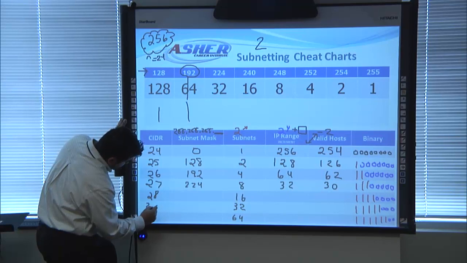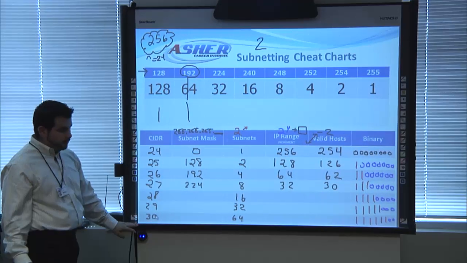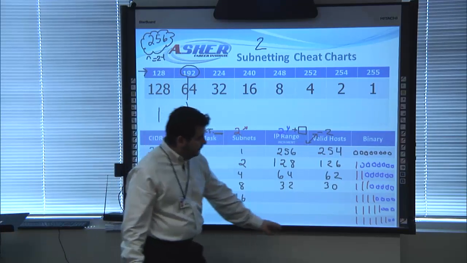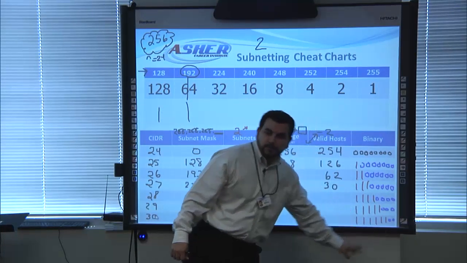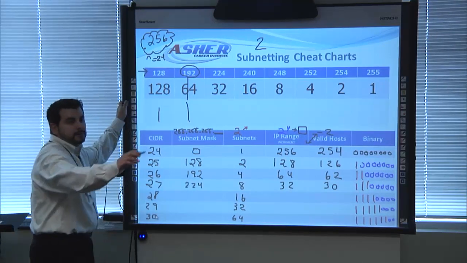28. And 30. Now, why can't we go to 31 to 32? Because I can't borrow those 2 extra bits, right? Okay. All right. So, any other patterns?